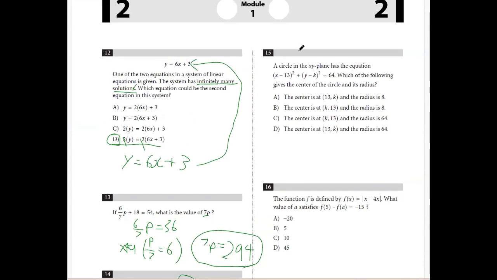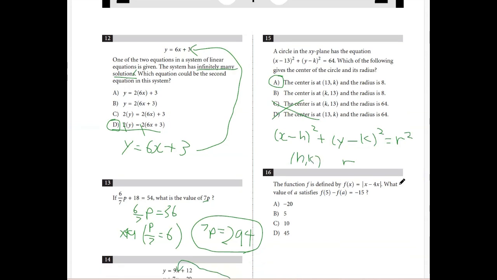Okay, 15. In the xy plane, the circle has the equation shown. Which of the following gives the center of the circle and its radius? So the equation for the circle is this, where h, k is the center of the circle, and r is the radius. Square root of 64 is 8. So C and D are automatically wrong. And 13 and k are the center points. So A as in apple is correct.